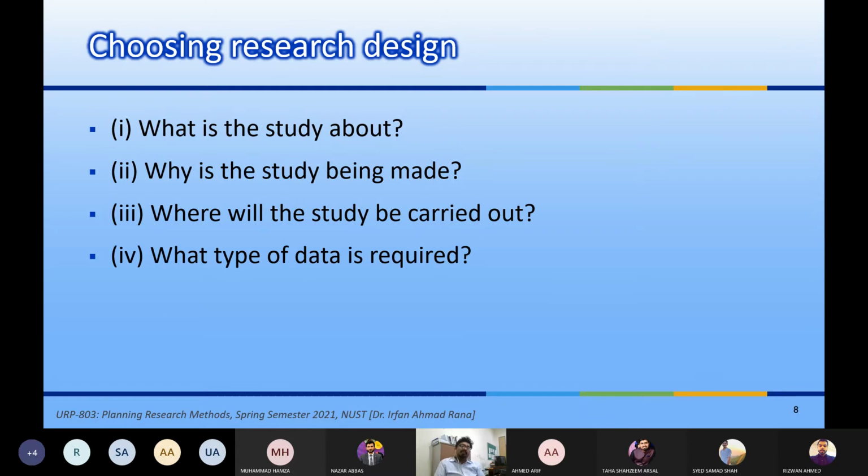What sort of data do we need? Okay, we're talking about governance. I'll put a question out there. For measuring the effectiveness of urban governance, what sort of data do you need to collect? Anyone? You're going to be assessing how much good governance is happening in, let's say, Islamabad. So what type of data do you need to assess? Yes, Shoaib, please.